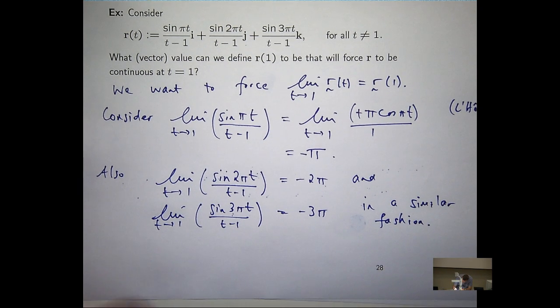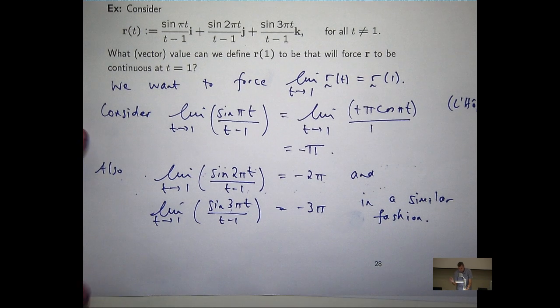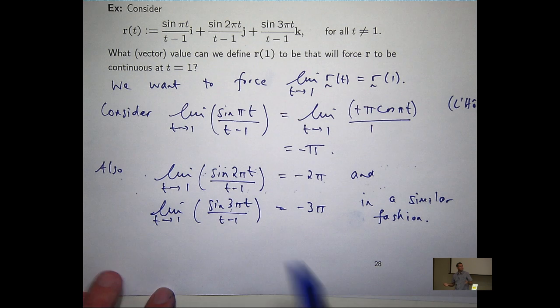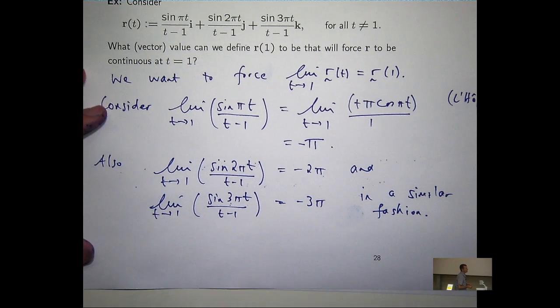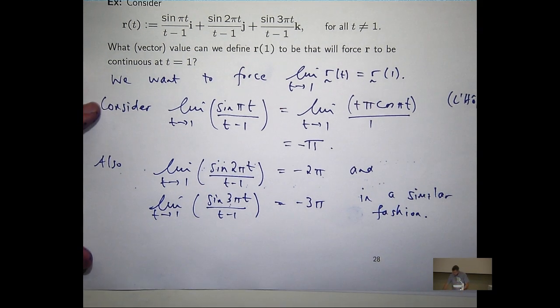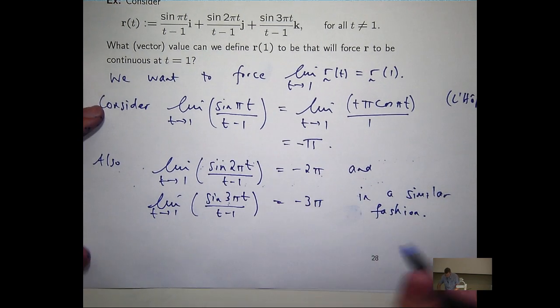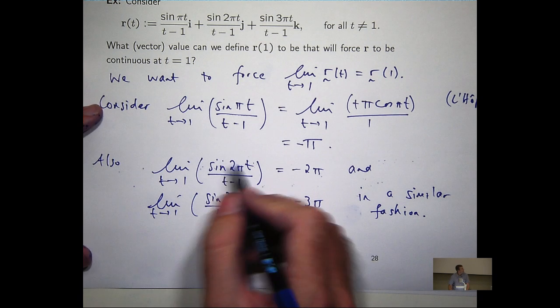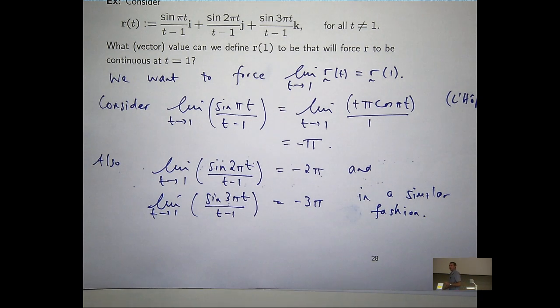I'm not going to write down all the details for those. Again, you're just applying l'Hopital's rule. Okay? Sorry, say again? Oh, yeah, sorry. So this limit is going to go to 2 cos 2 pi t, which is going to be 2 cos of 2 pi. So that's going to be positive 2 pi.